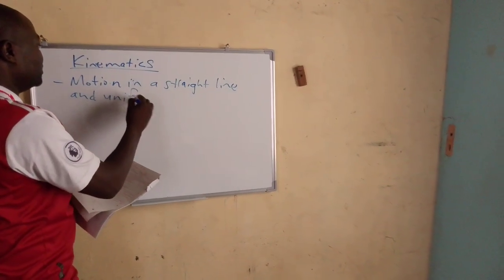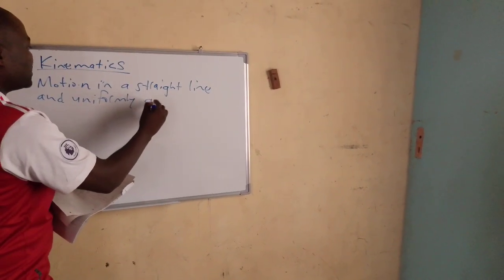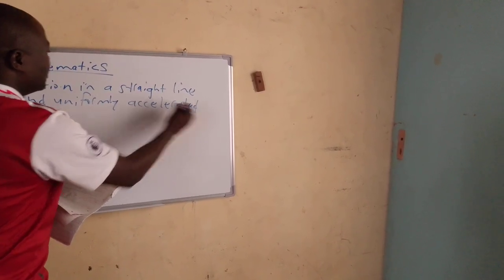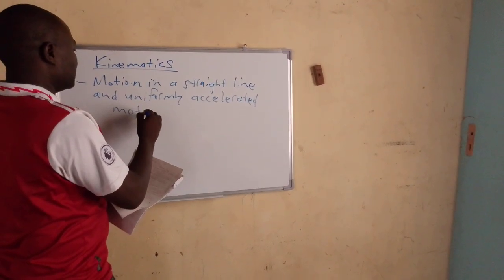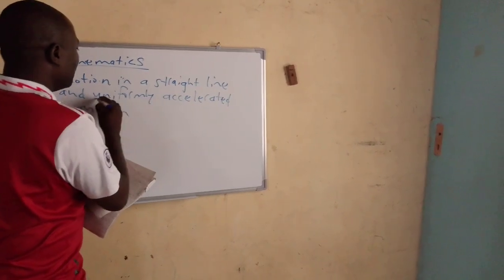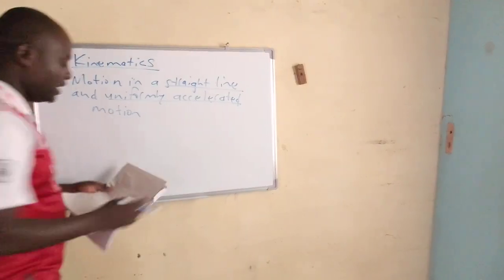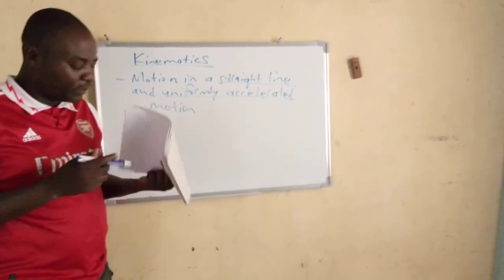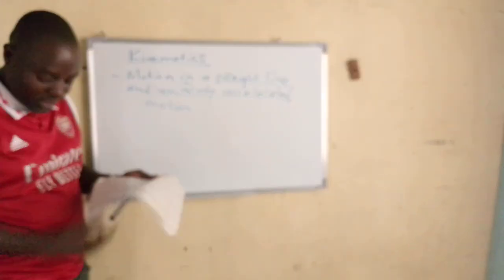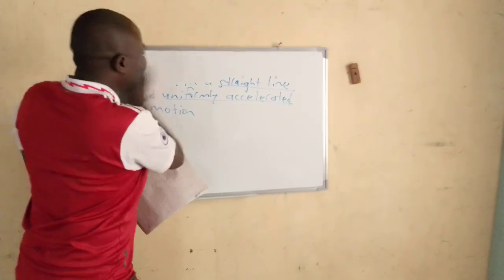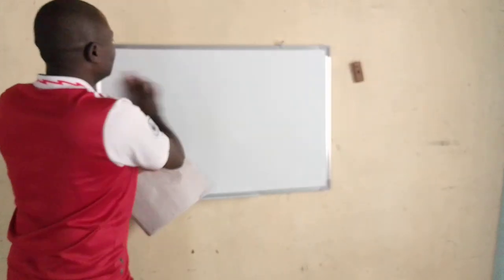and uniformly accelerated motion. So the motion is uniformly accelerated and it is motion in a straight line. This is what we are going to focus on in our study on kinematics. Right. So, we're going to begin on displacement and distance.